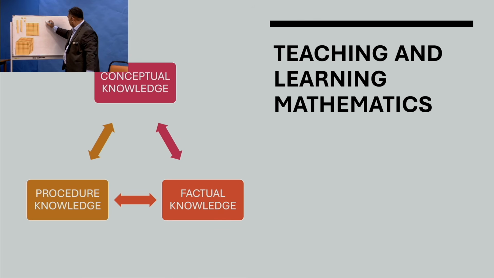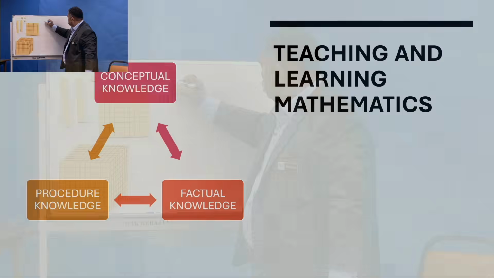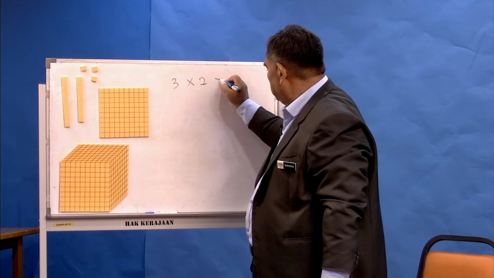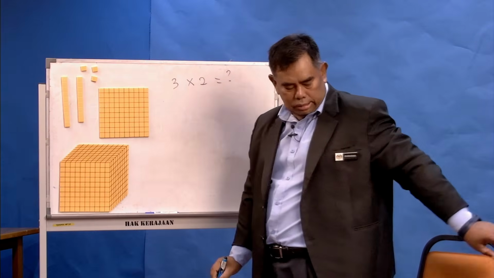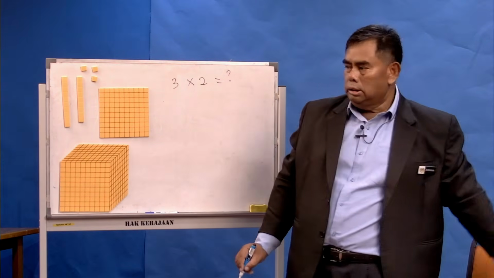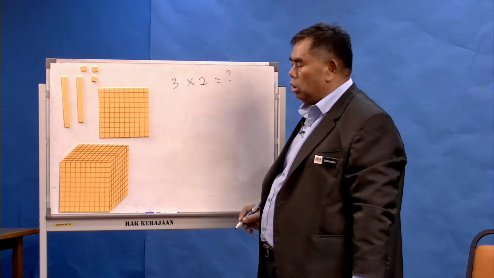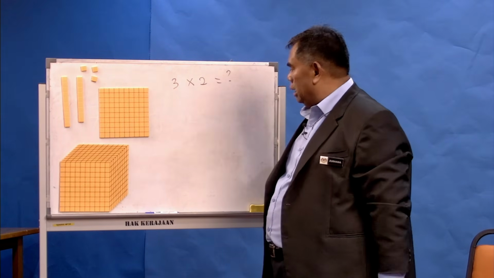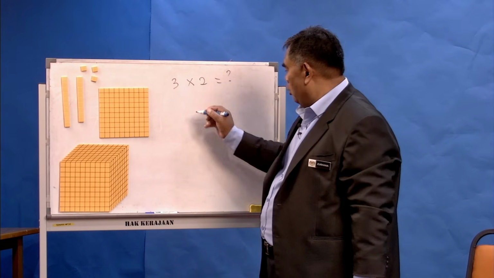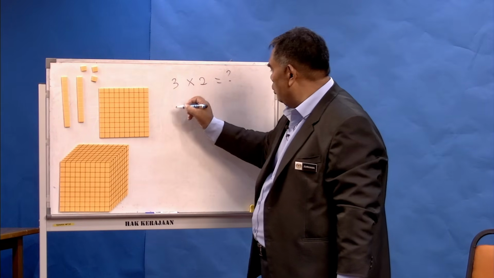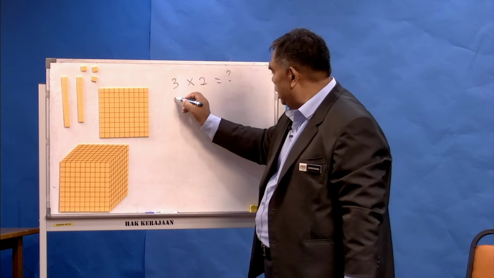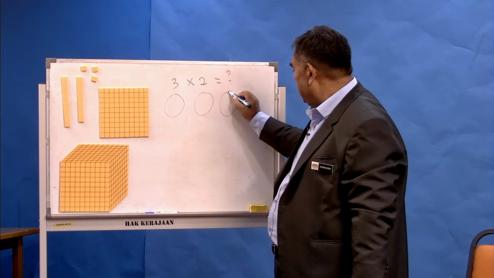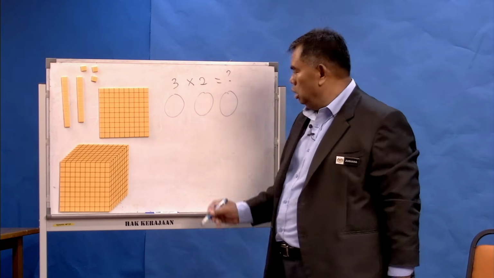I give you the example of 3 times 2. What does 3 times 2 mean? This is what we call conceptual knowledge. If we use the group model, how many groups do we have? We have 3 groups. How many elements in each group? We have 2.